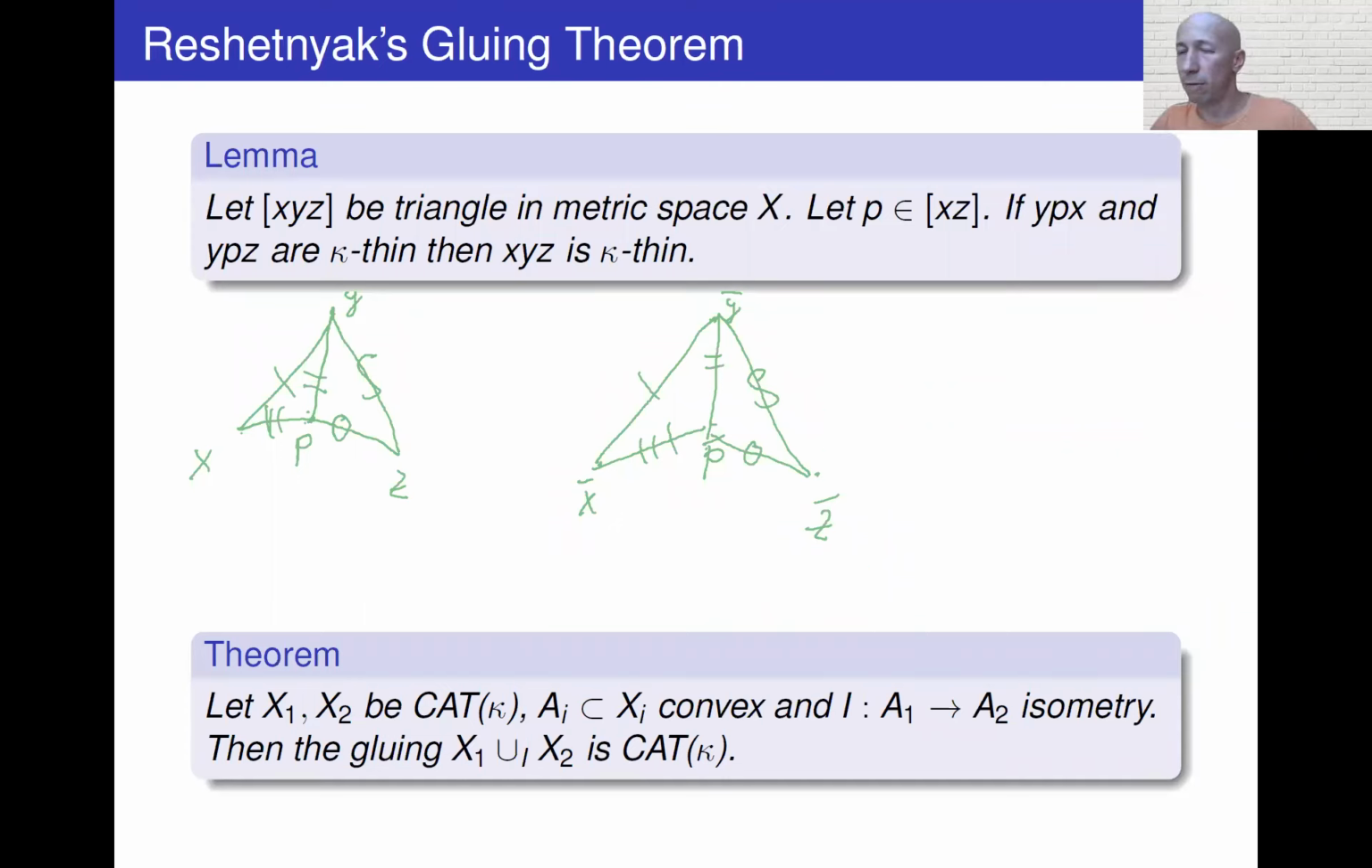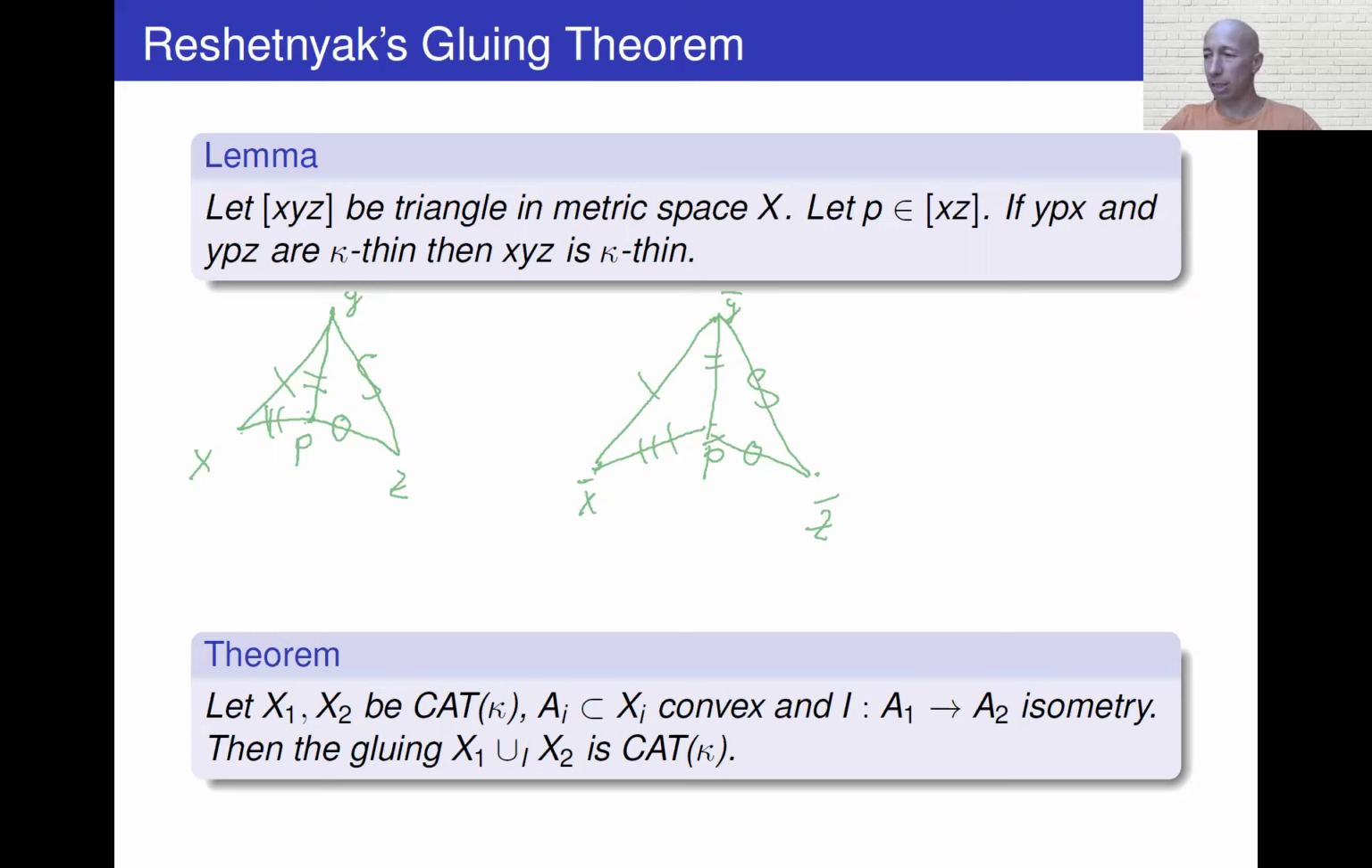Now we make the following observation. The triangle on the right must be concave at the point P bar. Otherwise, we would find a point on the geodesic y bar p bar in the Euclidean plane such that the segment between x bar and z bar would intersect the other diagonal. Then, using the assumption that the small triangles are thin, we would find a point on yp such that the distance from x to this point plus the distance of z to this point is shorter than the distance from x to p plus z to p. And this would contradict the fact that this is a geodesic.